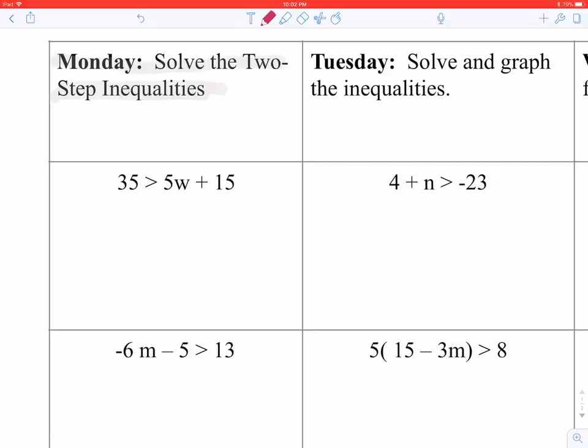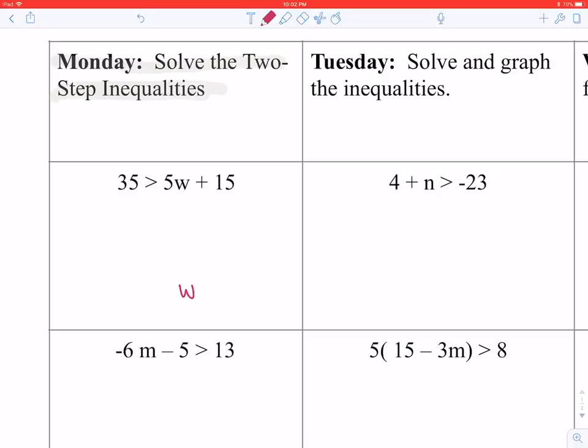So in this first example, we have that 35 is greater than 5w plus 15. So we're being asked to solve. What does it mean to solve an inequality? It means to get the variable by itself, because then we're going to know what can the variable equal. Can it be numbers that are going to be greater than 7, less than 7, and so on.